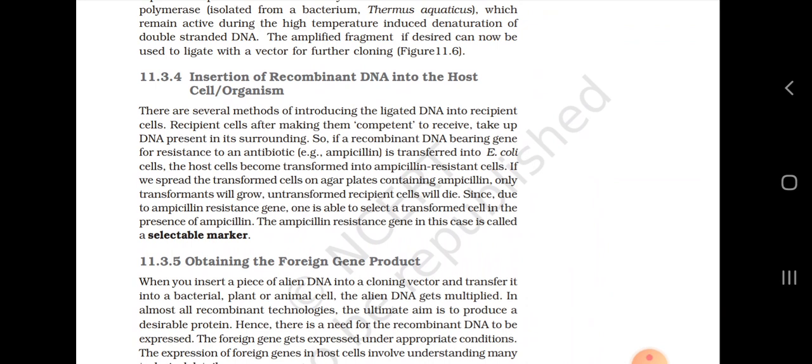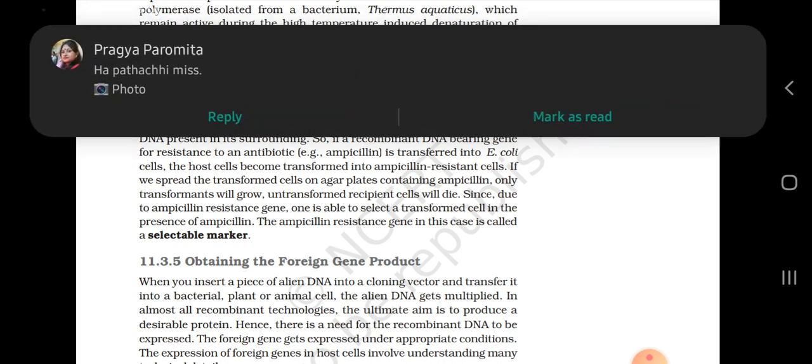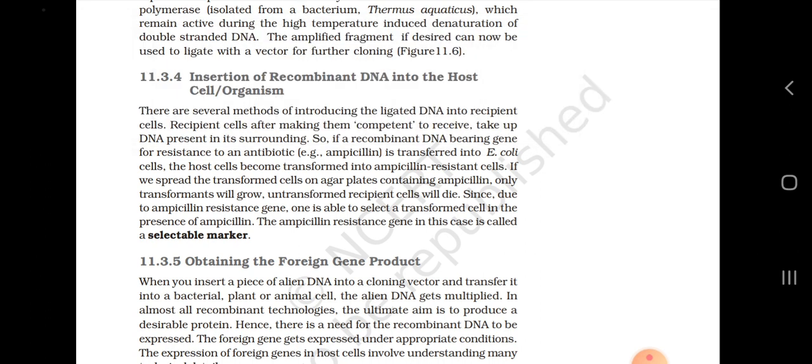a recombinant DNA. The next step is the insertion of the recombinant DNA into the host cell organism. And this is done by the introduction of the ligated DNA into the recipient cells, which occurs by several methods, before which the recipient cells are made competent to receive the DNA. That means the recipient cell has to be competent. Competent here means that it has the ability to accept the foreign DNA.